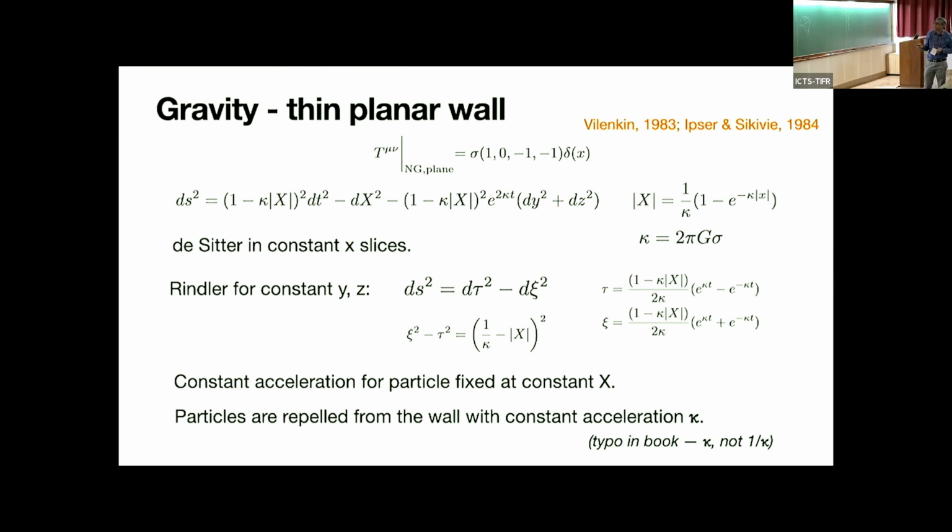The other thing you can do is take constant y and z, so then these go away. Then you can rewrite this as d tau squared minus dc squared. And here are the transformations from t and x to tau and c. But then you find that this is Rindler space. So that means that particles have constant acceleration. If you take a particle at constant capital X, then it is actually accelerating away from the wall. So what this is saying is that particles are repelled from the wall with constant acceleration kappa. So if you have a wall, then gravity is not pulling things into the wall, but pushing them out. So this is sort of repulsive gravity.